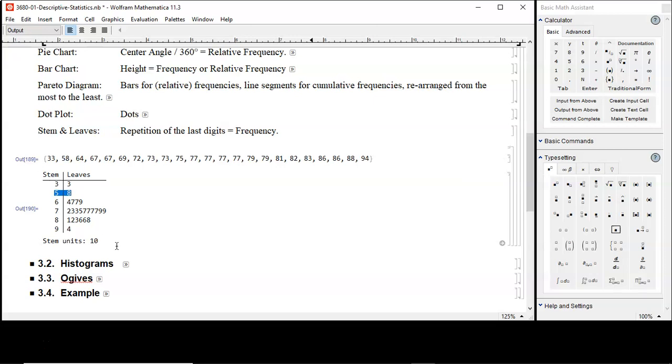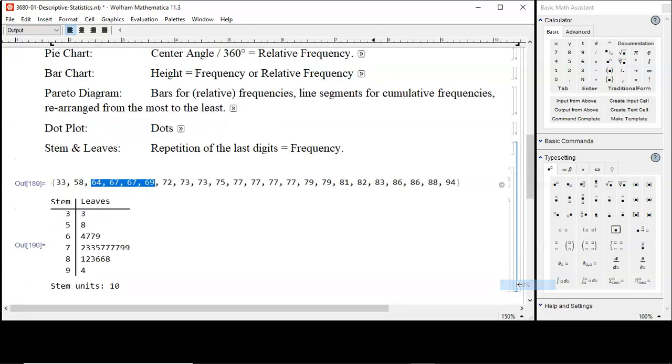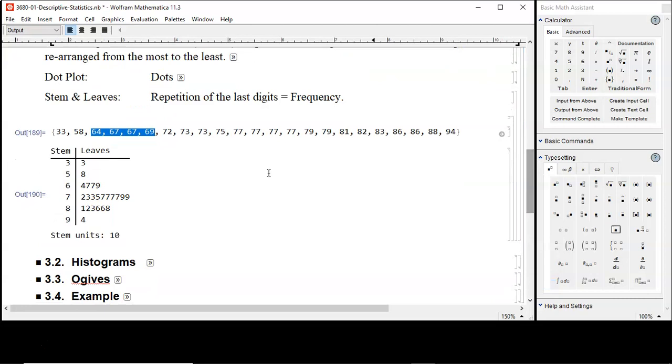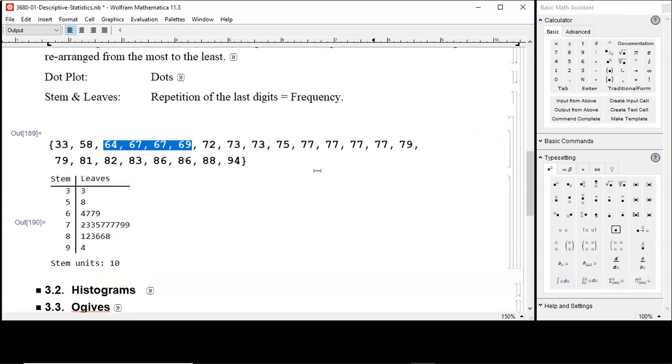Do you see that? Now we have 64, 67, 67, and another 60. No, 69. Sorry about that. 64779. Now let's go to the stem and leaf display. They're all 60s, and one's digits are 4779. Do you see? 4779, these. Let me highlight these in a different color. And then 4779. How about these? 72 to 79.